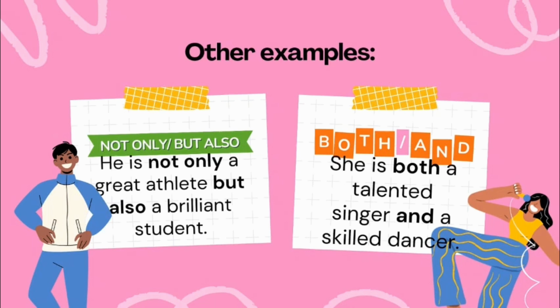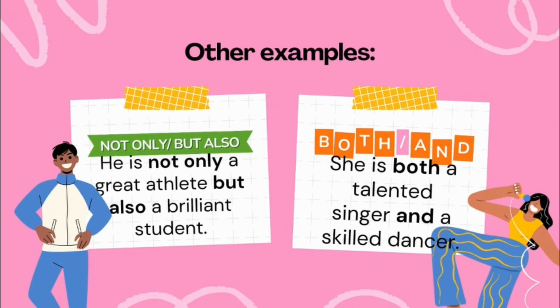Another pair is both and. We use it to link two positive ideas, items, or terms, indicating that both of them are included or true. For example, she is both a talented singer and a skilled dancer. So this is another way of using not only but also.